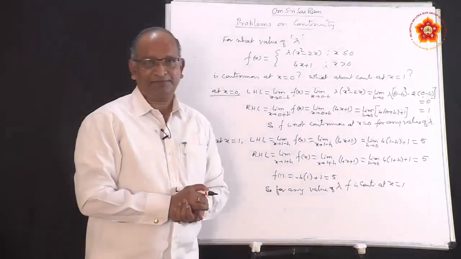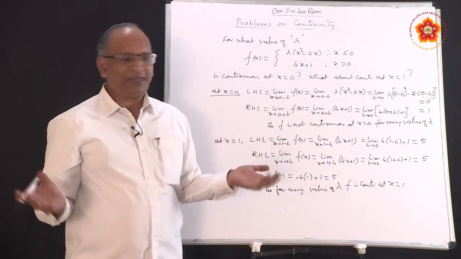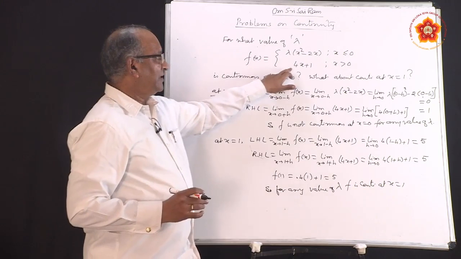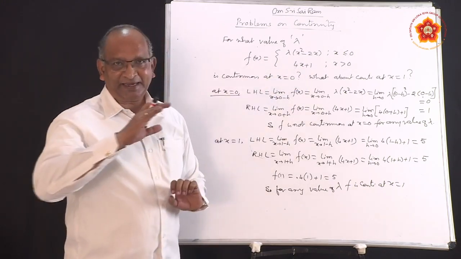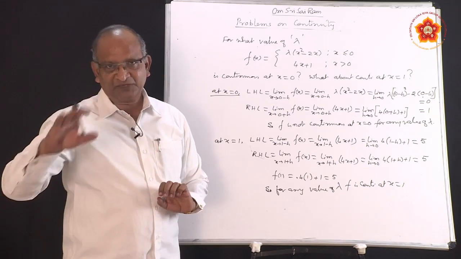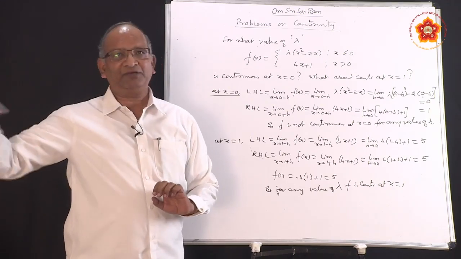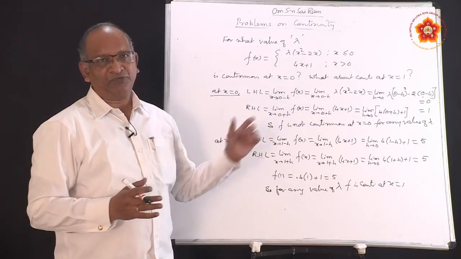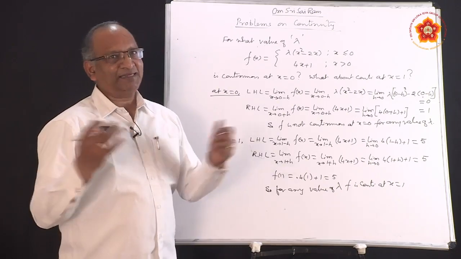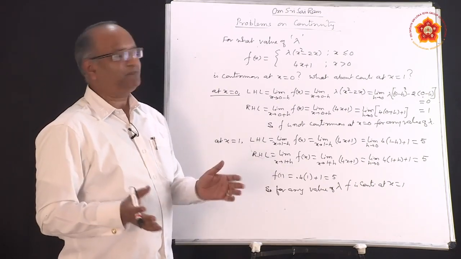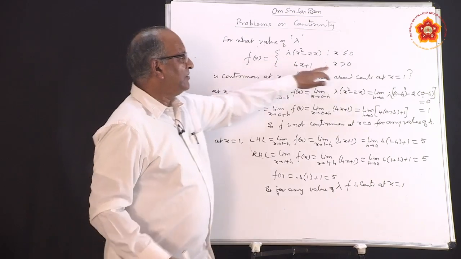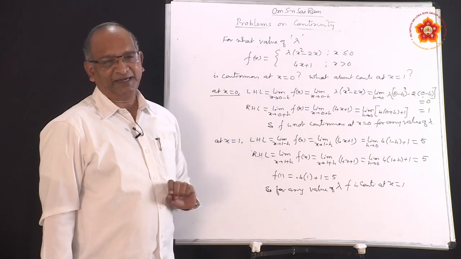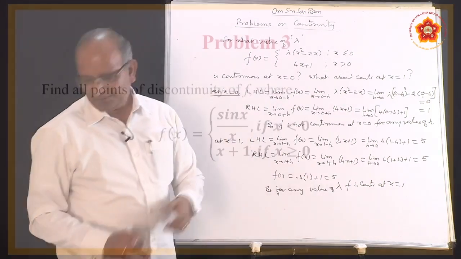This is the conclusion. In fact, you don't even need to do the second part. Why? Because the function is 4x plus 1 for greater than 0, whether it is 1 or 2 or 3, for all values it is continuous. Why? Because it is a polynomial function. Since he has asked, we have solved it. Irrespective of what lambda is, the given function is continuous because lambda is not affecting when x is greater than 0. We will move to the next problem.